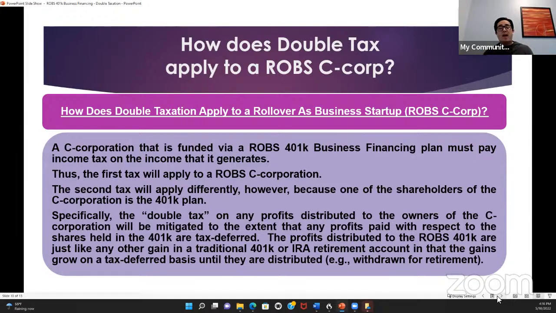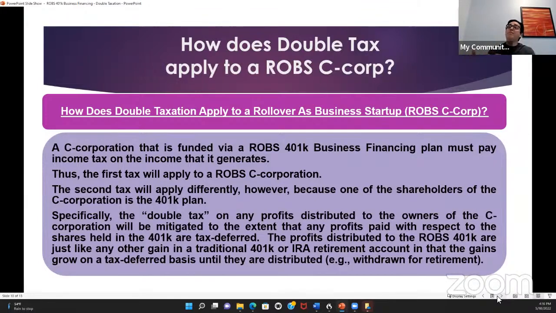But now let's go to the second tax, right? So the second tax will apply differently, however, because one of the shareholders of the C corporation is the 401k plan. So remember that second tax goes after tax profits, like the $75,000 that's distributed. Typically, the shareholders would pay tax on those distributed profits, on those dividends. The double tax on any profits distributed to the owners of the C corporation, however, will be mitigated to the extent that any profits are paid with respect to the shares held in the 401k. So those will be tax deferred, right?